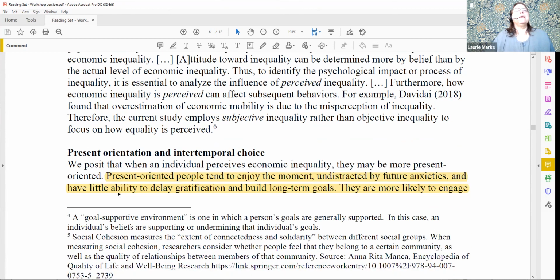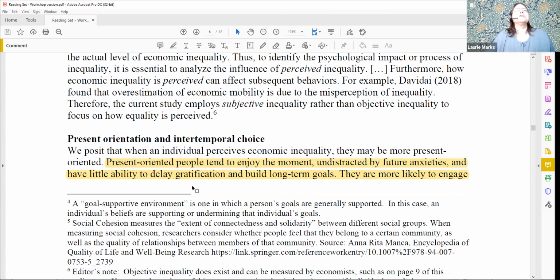Now, at the very bottom of the page, they talk about the connection between present orientation and intertemporal choice. Intertemporal choice, I'm reminding you again, is the choice between being present oriented or being future oriented. They say, we posit that, which is a fancy way of saying propose, we propose that when an individual perceives economic inequality, they may be more present-oriented.